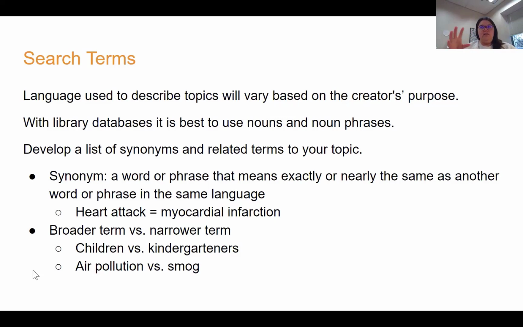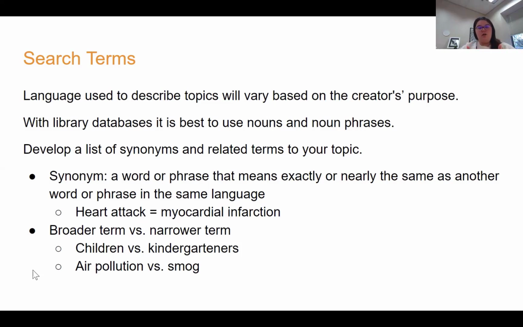So when you're looking in the library, I talked about this a little bit already, but the library databases don't really do well with natural language searching. So you're not going to put in full sentences. You're going to try to break up your research question into these nouns and noun phrases that you can kind of combine to get at what you're looking for. It's also often useful to develop a list of synonyms and related terms. So for example, if I'm talking about social media, maybe I also want to include social media networks.